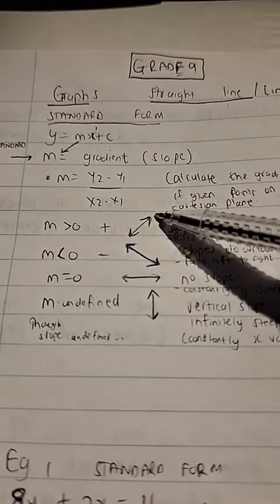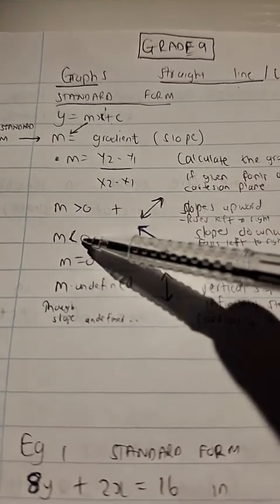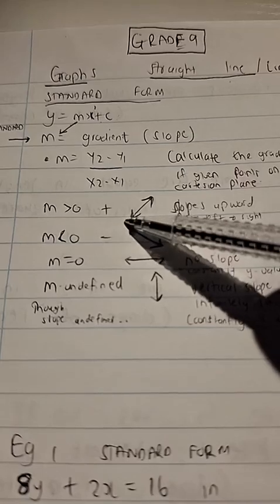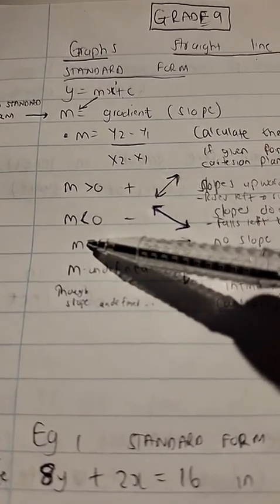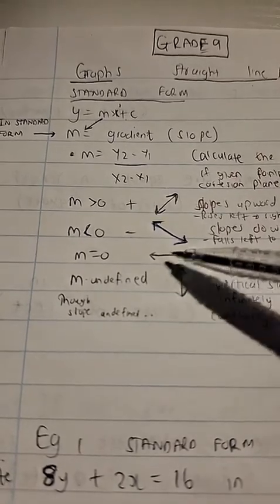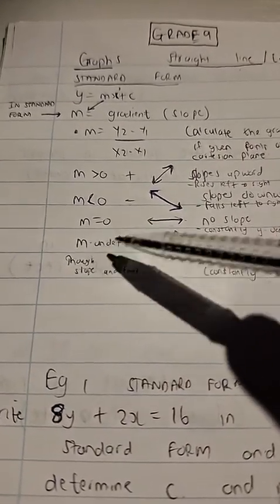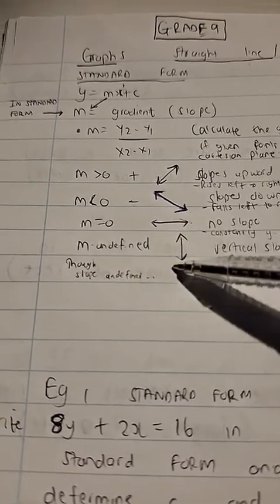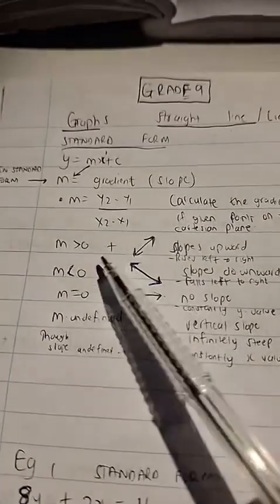In other words, a rising straight line. Okay? But if the gradient is less than 0, meaning it's negative, then we can expect a straight line that is sloping downwards. Okay? If the gradient is equal to 0, then we can expect a straight line that is horizontal. And lastly, if the gradient is undefined, meaning if m is undefined, then we can expect a vertical straight line. Okay, so this is very important.